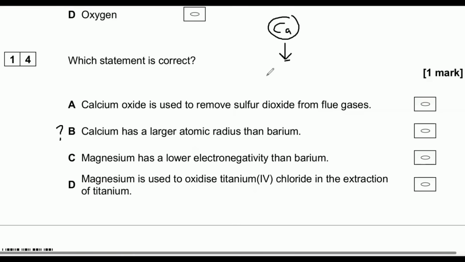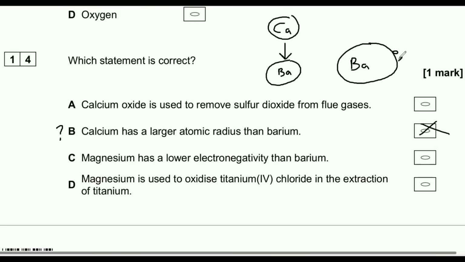First of all, if we look at calcium, as we go down group 2, you could look at your periodic table. Barium is below calcium in group 2, and as we go down the metal groups, the atomic radii get bigger, so it's not true. Calcium does not have a larger atomic radius than barium. Then we can look at magnesium.